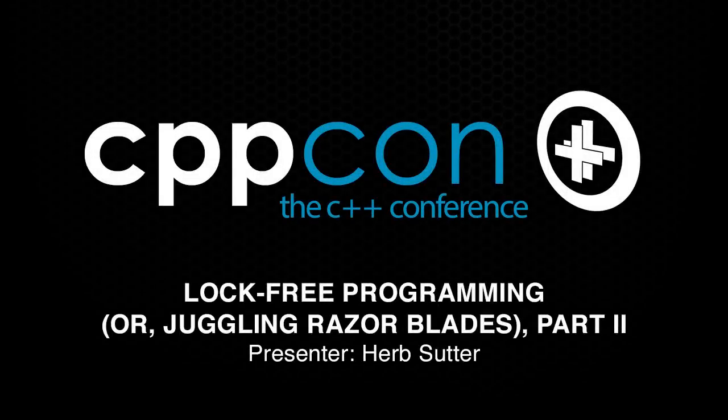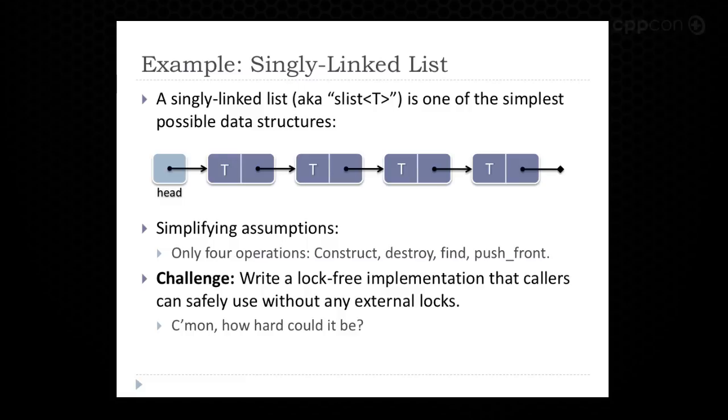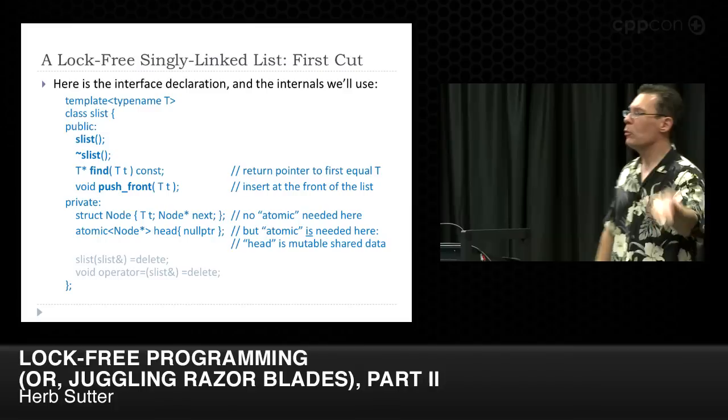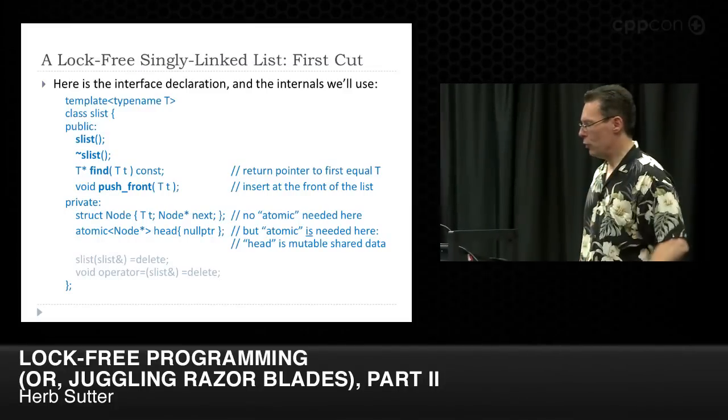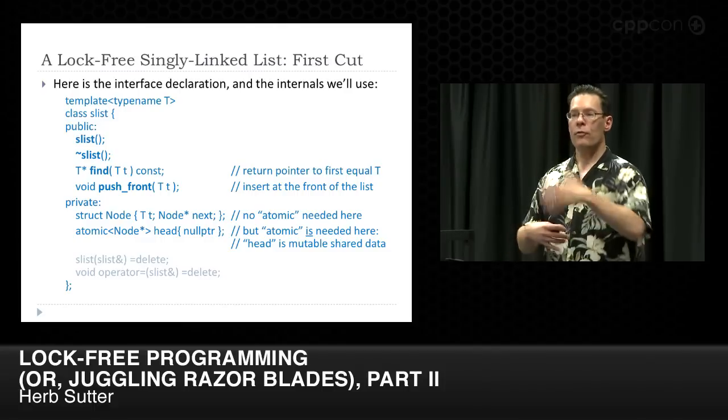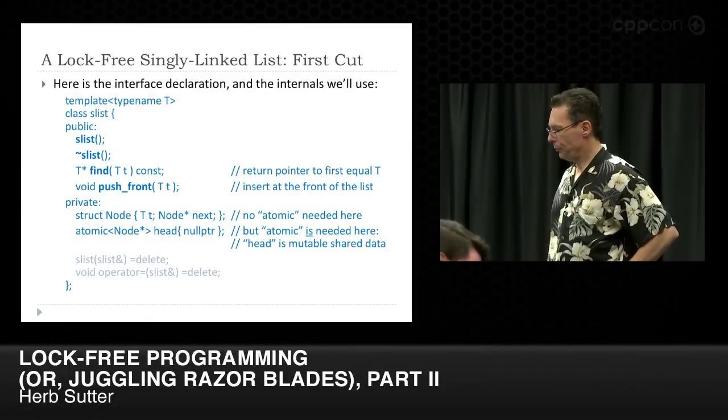Let's talk about singly linked lists. How hard can they be? Let's look at the first cut. Here is an S list with a constructor, a destructor, and like I said, a find where you get a value and return a pointer into the list to where that value was found, if it was found, null otherwise, and then push front, put a new element into the list.